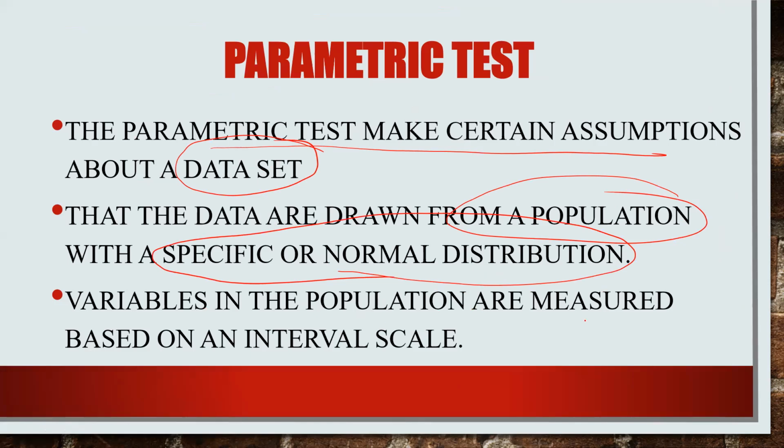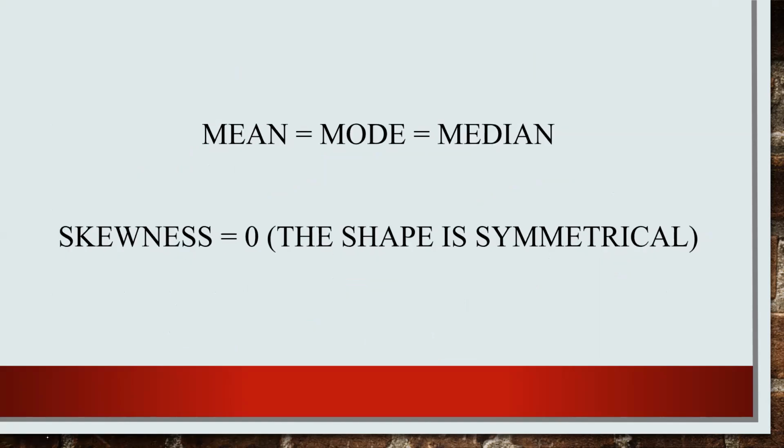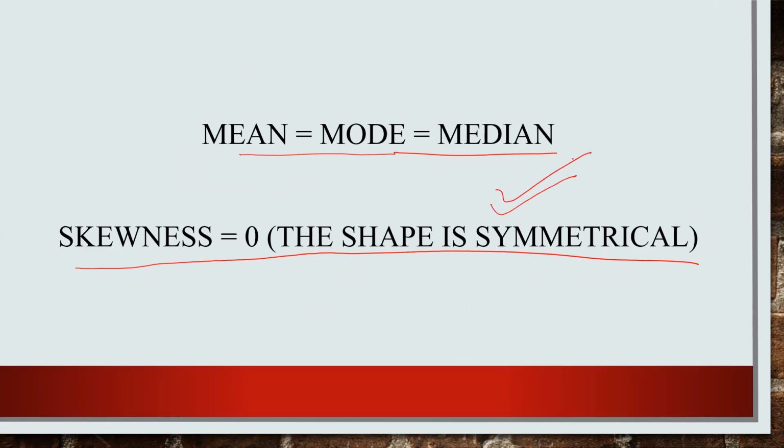Variables in the population are measured based on interval scale. This is another, we know that data is of four types, and out of that, if data is on interval scale, then parametric tests are applied. What happens in parametric test normally? In parametric test, mean is equal to mode and it is equal to median as well. And more important, there is no skewness. Means to say, most of the time, it is symmetrical in nature. When data is symmetrical in nature, it is known as parametric.